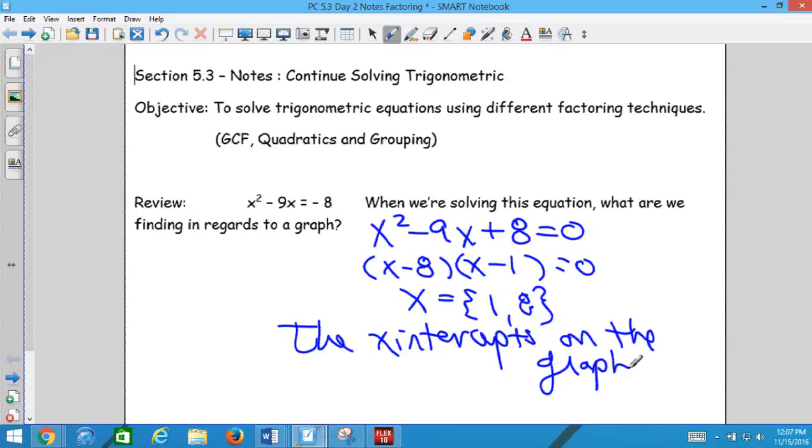So if you do need to check your answers when you're doing your assignment, you could always use Desmos like we did in class yesterday and look at the x-intercepts. And of course, this is all going to have trigonometry, not just x's.